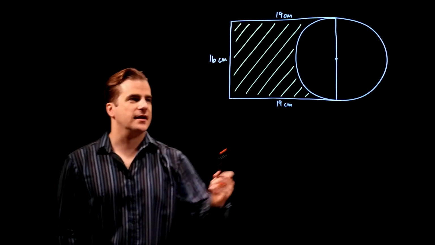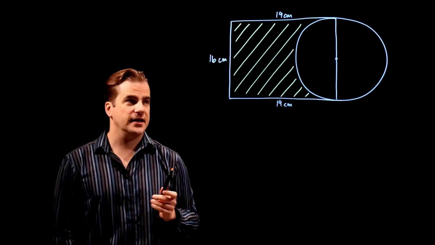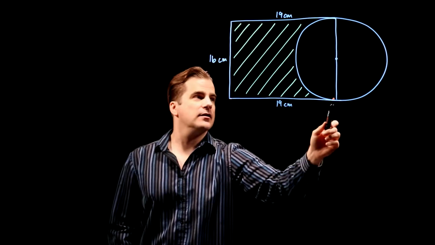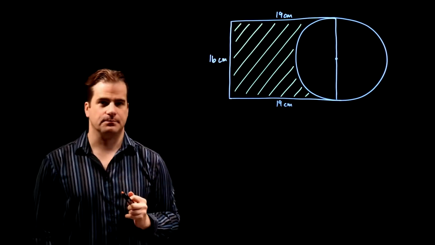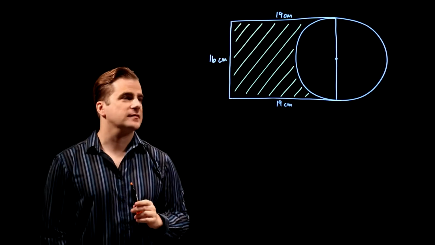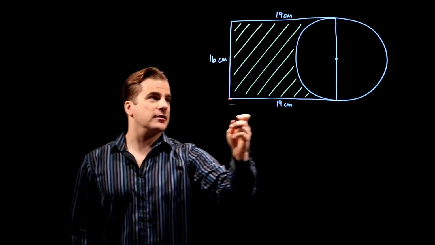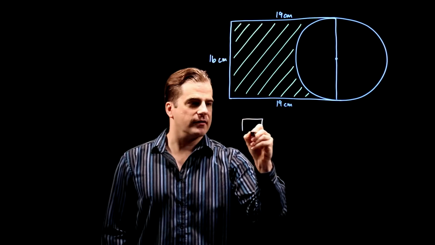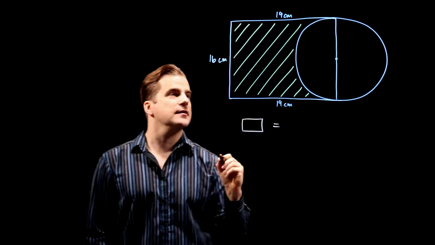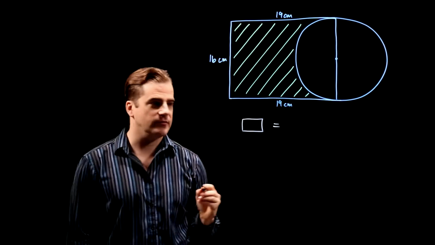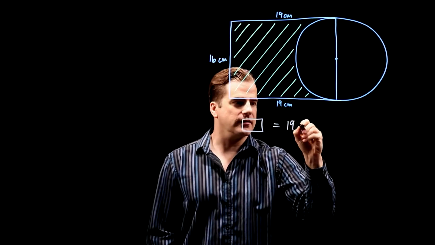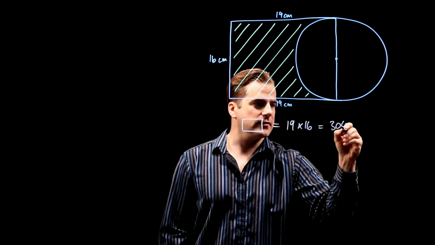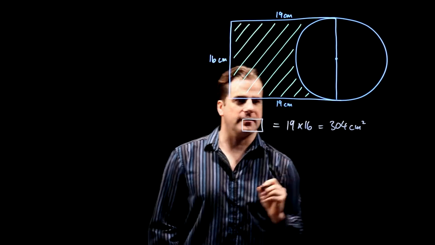Okay, we've got to calculate the area of the shaded bit as a percentage of the area of the whole rectangle. Okay, so let's start with the area of the whole rectangle. So the area of the whole rectangle is pretty simple. It's just 19 times 16. 19 times 16, which is 304 centimeters squared.